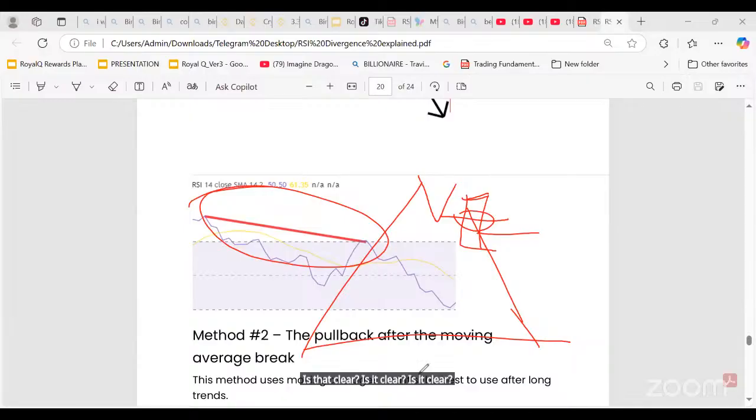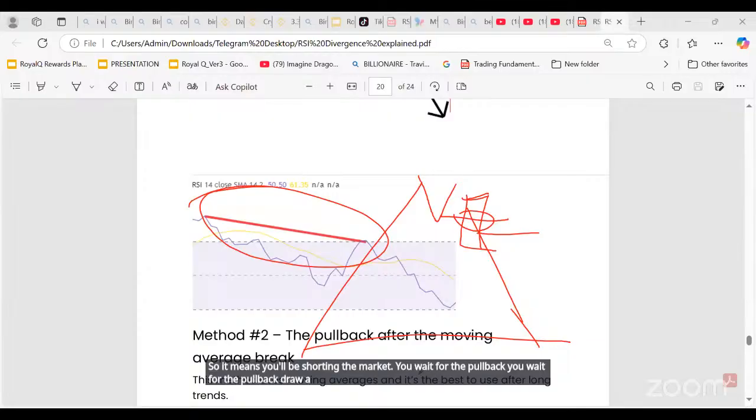So it means you'll be shorting the market. You wait for the pullback. Draw a line on the last candle of the pullback. Once a red candle starts above and closes below, make your entry.